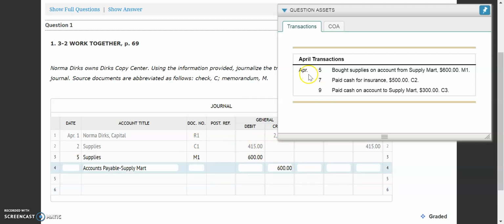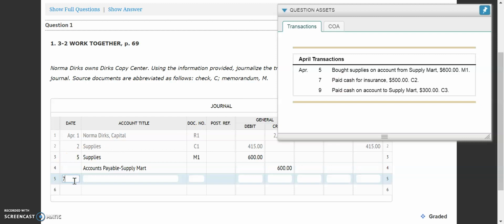Our next transaction says on April 7th, we paid cash for insurance of $500, check 2. So again, we do not need April, we just need the day, which is the 7th. Since we paid cash for insurance, what is going to go in our account title? That would be prepaid insurance. Again, if you're not sure, check your chart of accounts. That's very helpful. C2 is our document number, and prepaid insurance is going up with a debit of $500.